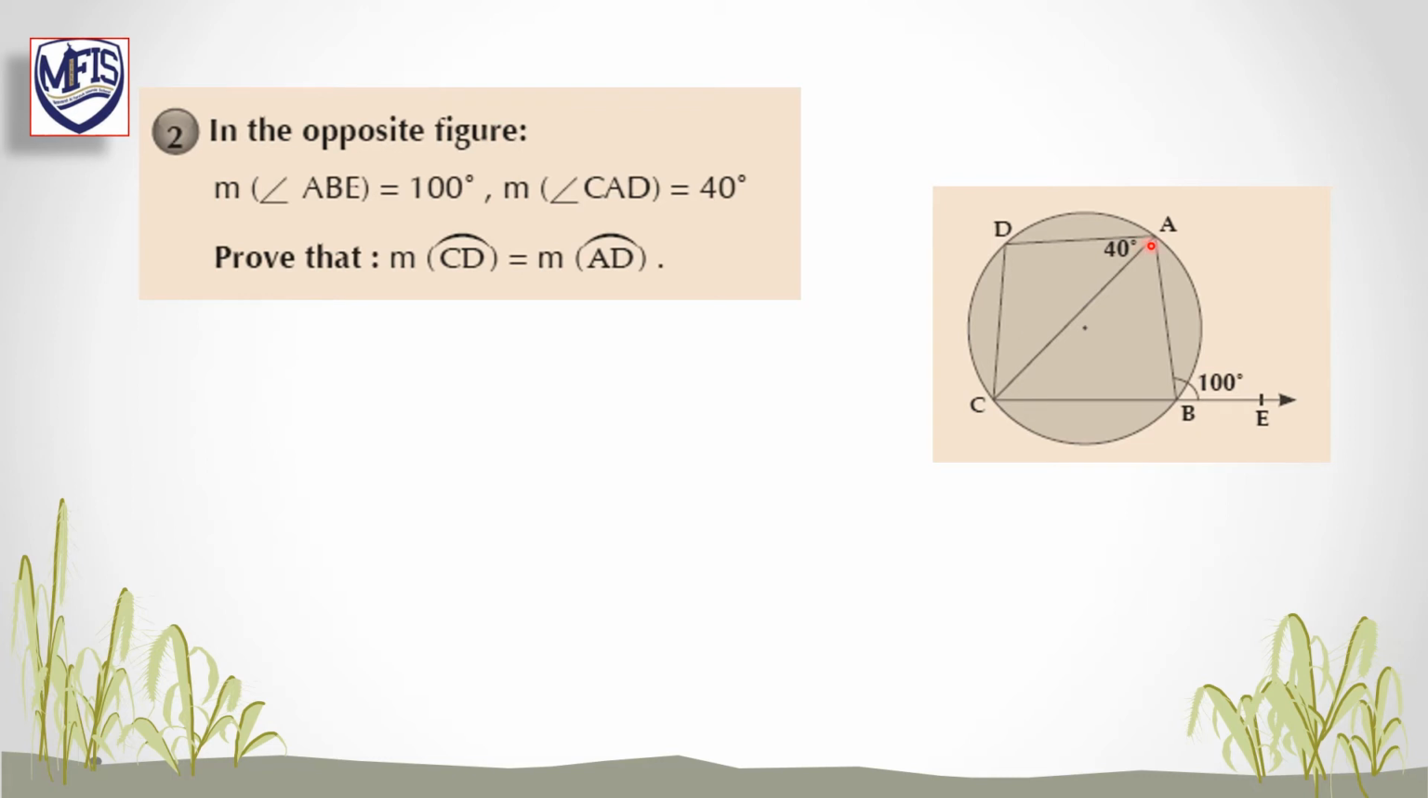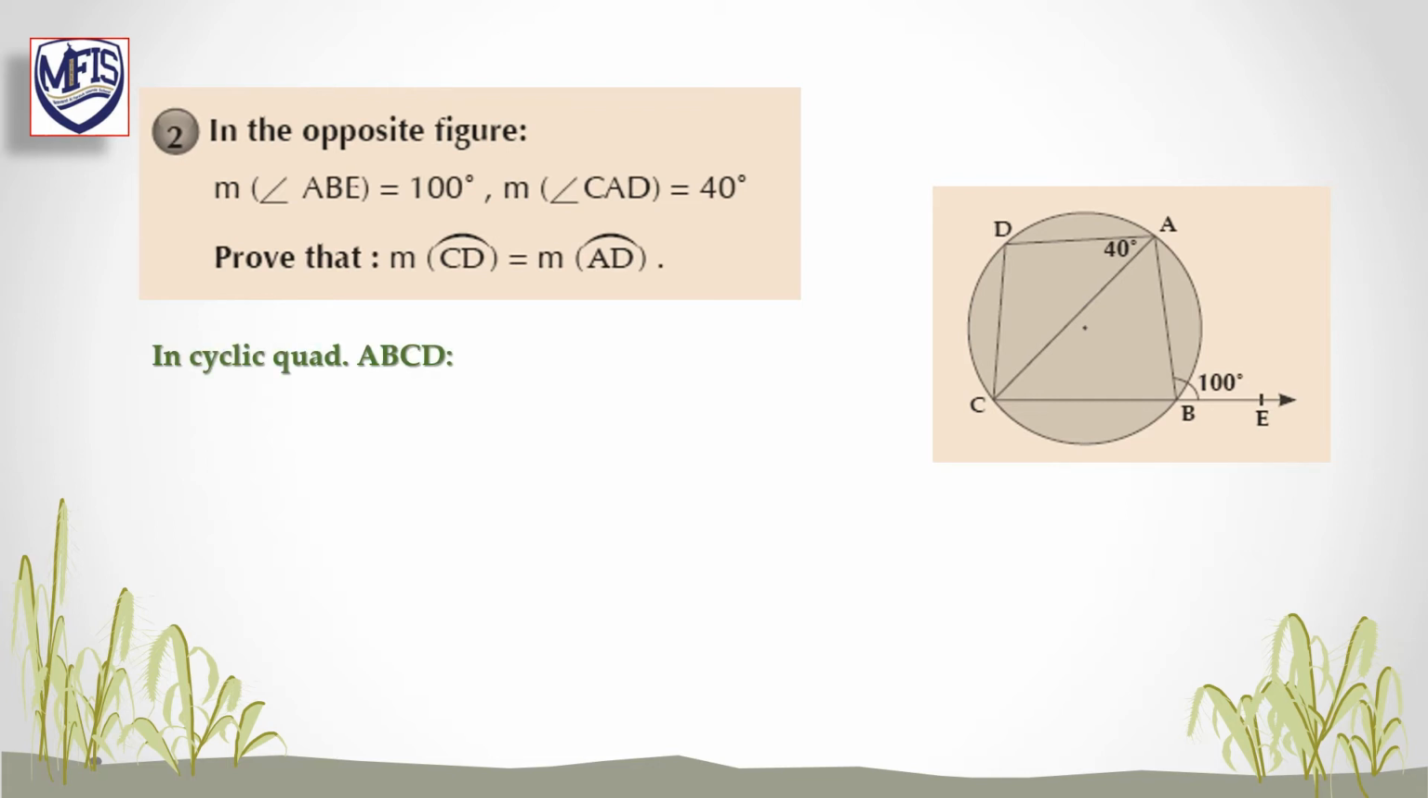In triangle ADC, measure angle A is 40, measure angle D equals 100. Therefore, measure angle C equals 180 minus 140, so measure angle C equals 40. That means measure arc CD equals 40 and also measure arc AD equals 40. Let's see our steps.